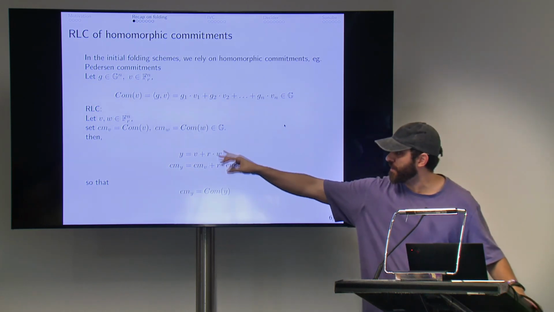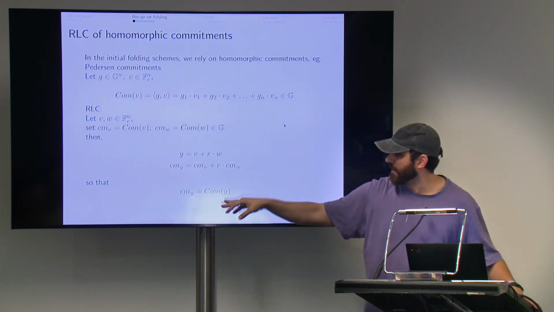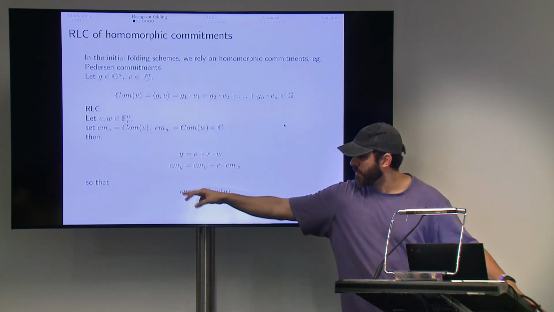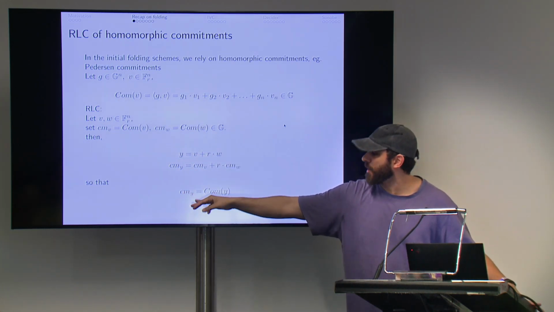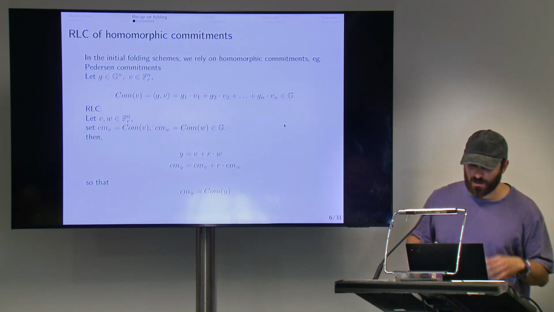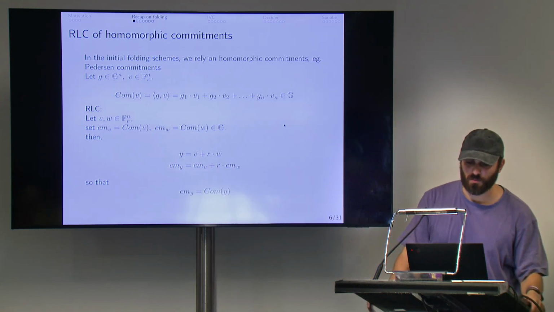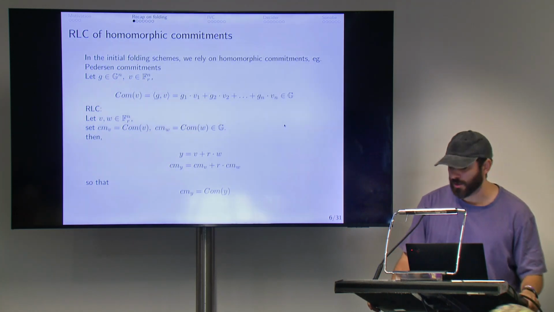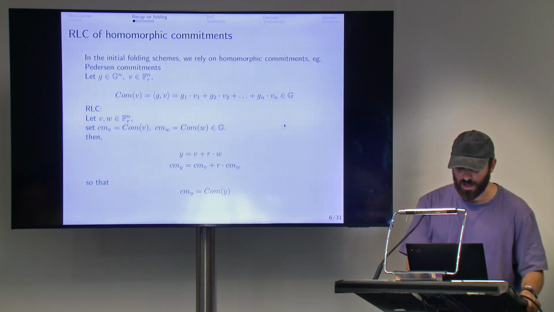So doing this operation on one side and then just committing to the Y obtained here will result also in getting the commitment of Y. This is the key idea of this random linear combination, which is Nova and some other folding schemes based on that.